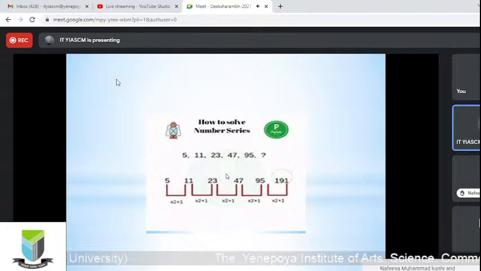Please tell me which number comes after 95. Don't know. 191. Can you explain how you got 191? You applied some tricks. You might think it's not possible, because directly after 95 I got 191. How is it possible, you might wonder. So this has tricks. That is how you have to solve this kind of sums.